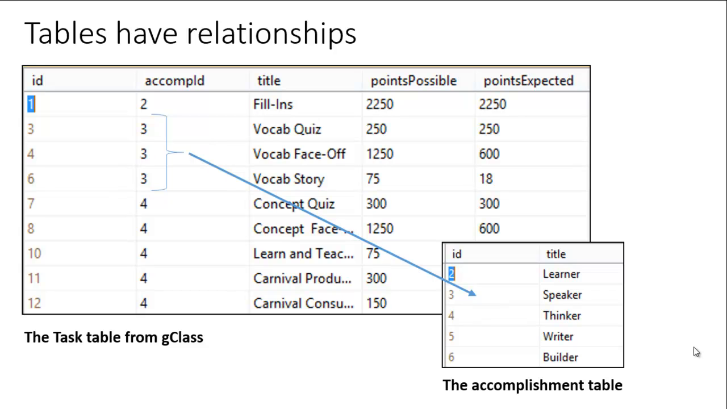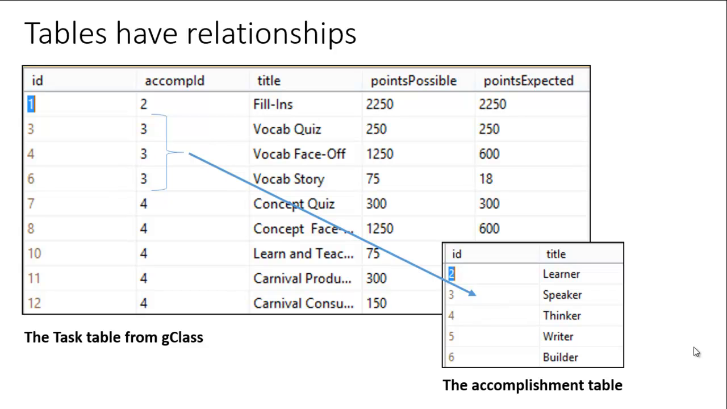So there's only one ID of 3, let's say, inside the task table, but notice there's also an item with the ID of 3 inside the accomplishment table. Don't let that confuse you. The IDs can be the same in each of the tables, but they have to be unique within the table. Okay, so back to the point of this slide. Each task has an accomplishment.